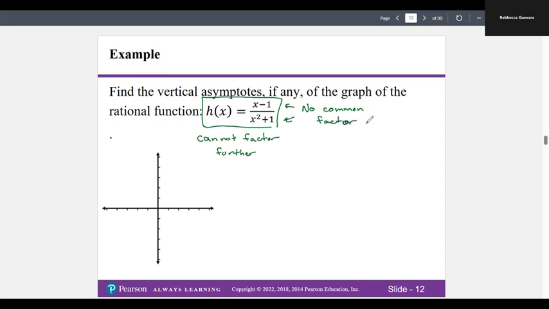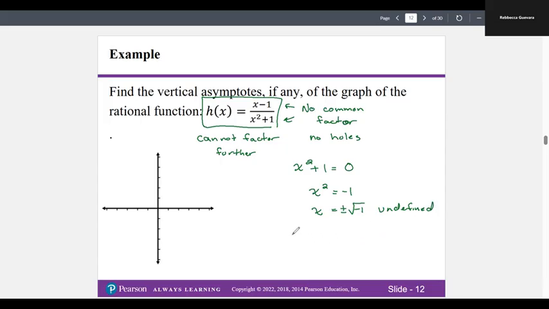So I don't have to worry about holes. I just have to look for asymptotes. So I just need to look at when x squared plus 1 is equal to 0. Well, we saw this before. This is a sum of squares. If I try to solve this for x, I'm looking for x equal to plus or minus the square root of negative 1, which is undefined. So in that case, we have no vertical asymptotes. We're pretty good.